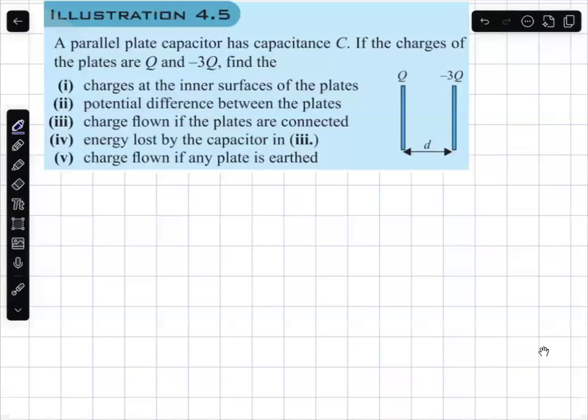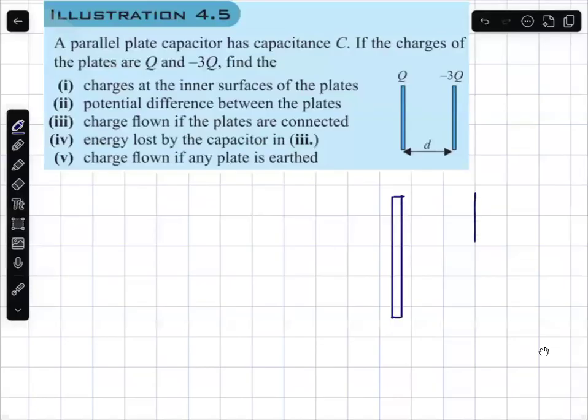See this question: a parallel plate capacitor has a capacitance C. The charges on the plates are Q and minus Q. Find... See, forget about this chapter. Earlier, when we had this chapter, we have done questions like this.